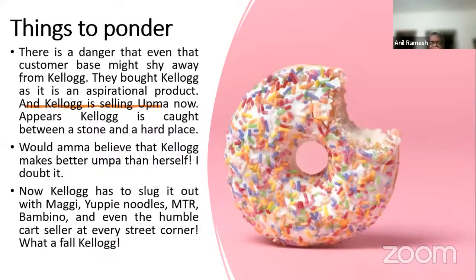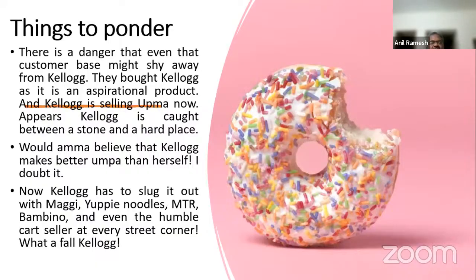These are the things that decision makers like you should be thinking. There is a danger that even that customer base might shy away from Kellogg's. They bought Kellogg's as it is an aspirational product. What I mean by an aspirational product is people who are eating Kellogg's at a very subconscious level are trying to mimic the behavior of American citizens whom they admire and whom they want to emulate. So if Kellogg's also starts to sell Indian breakfast, that identity that they have with US citizens might be taking a beating. And Kellogg's is selling upma now.